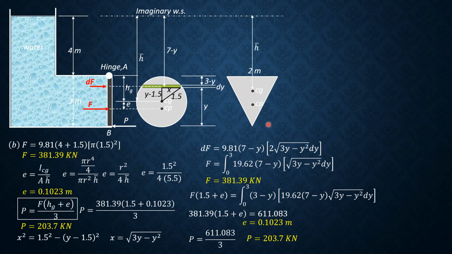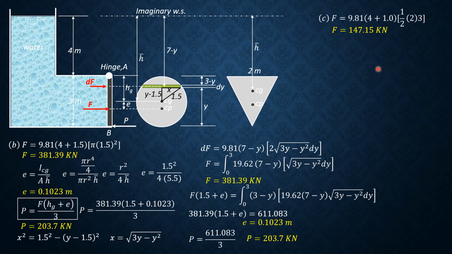Then this is CP, distance is still E. Then that's barred H, which is equal to 4 plus 1, so 5 meters, barred H this time. So F is 9.81, 4 plus 1, this is barred H. Then area 1/2 of 2 times 3, which is 3. So F is 147.15 kilonewtons by our manual calculations.